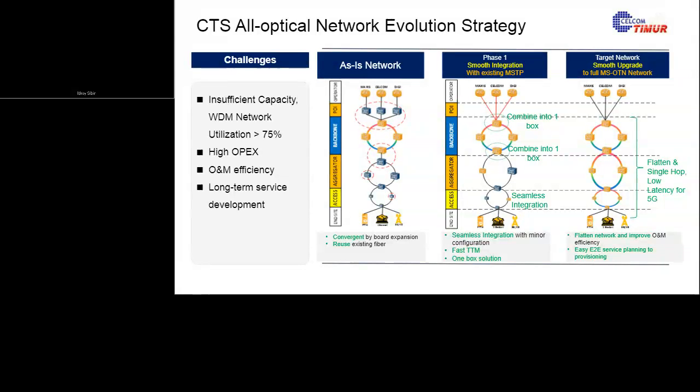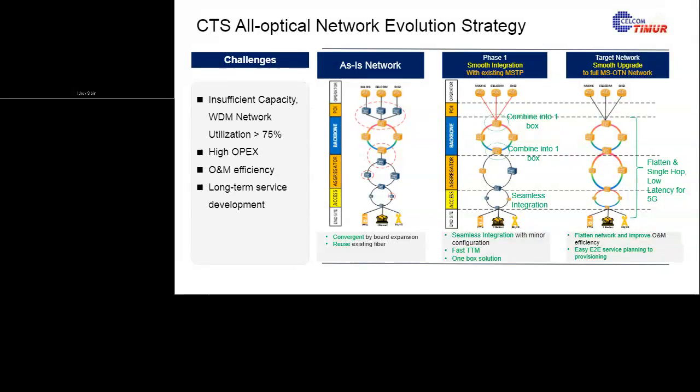rapid bandwidth demand from operators and the strict network requirement of new services like 4K or 8K videos, enterprise private lines, etc. For instance, in the backbone layer, the link utilization is more than 75%, and there is not sufficient capacity for future growth. And then next, high OPEX caused by high equipment footprints and high power consumption. And then next will be low operation and maintenance efficiency. For instance, lack of network self-healing capabilities, leading to frequent service interruption caused by fiber cut.